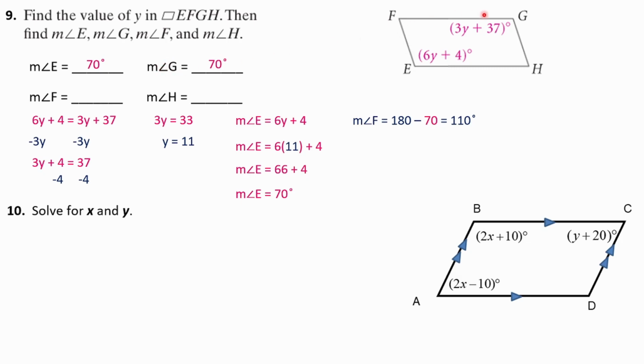I also know that angle G is 70 because it's opposite angle E. I here now have that F is 110, and since H is across from, or opposite, angle F, angle H will also be a measure of 110 degrees.